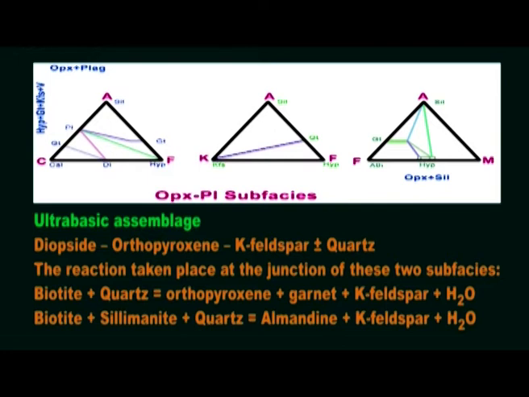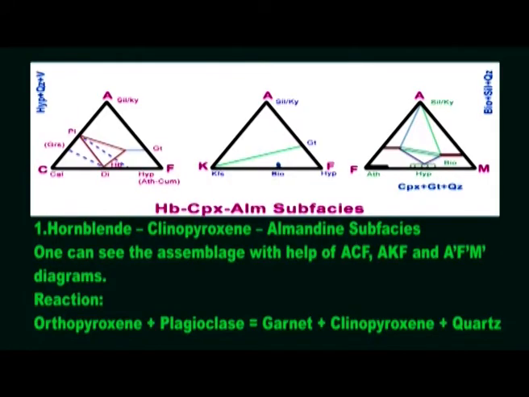The reaction takes place at the junction of these two subphases. Biotite plus quartz give rise to orthopyroxene plus garnet plus potash feldspar plus water. Another reaction is biotite plus sillimanite plus quartz give rise to almandine plus potash feldspar plus water. Higher pressure side: hornblende, clinopyroxene, almandine subphases. One can see the assemblage with the help of ACF, AKF and A-F-M diagrams. Reaction: orthopyroxene plus plagioclase give rise to garnet plus clinopyroxene plus quartz.